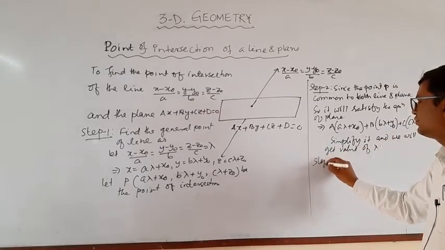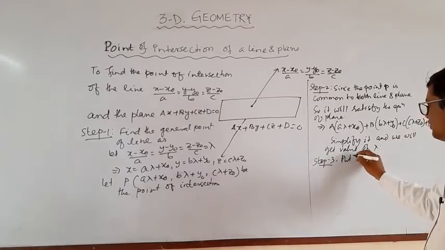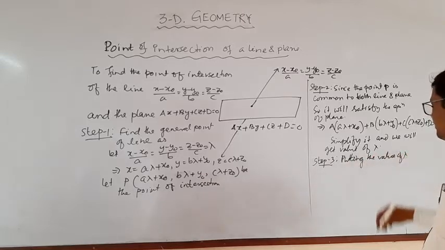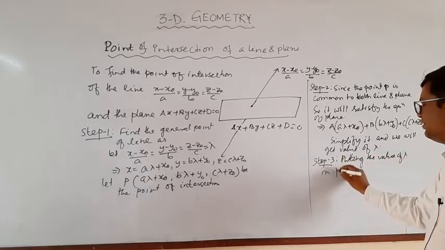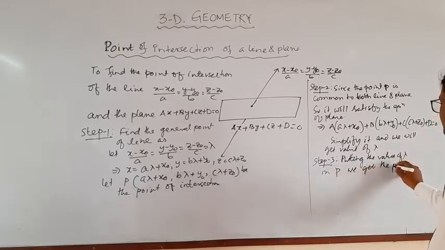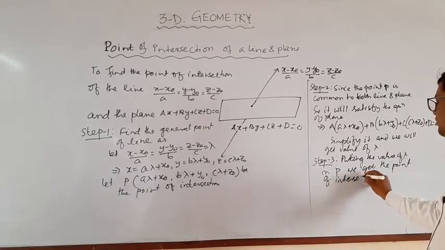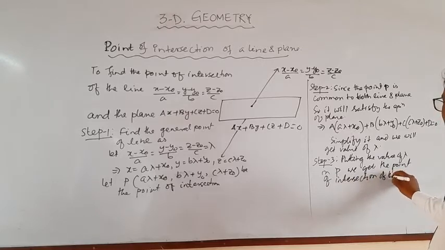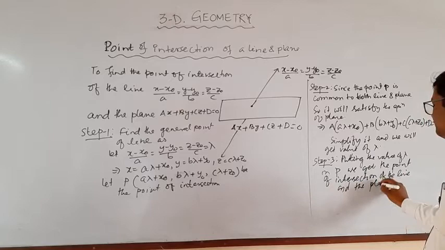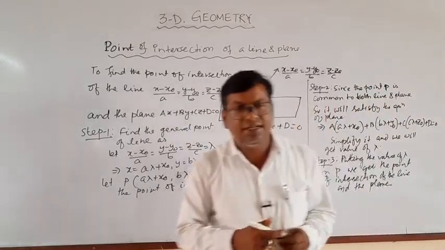Step 3, putting the value of lambda in P, we get the point of intersection of the line and the plane. This is the concept of how to find the point of intersection of line and plane.